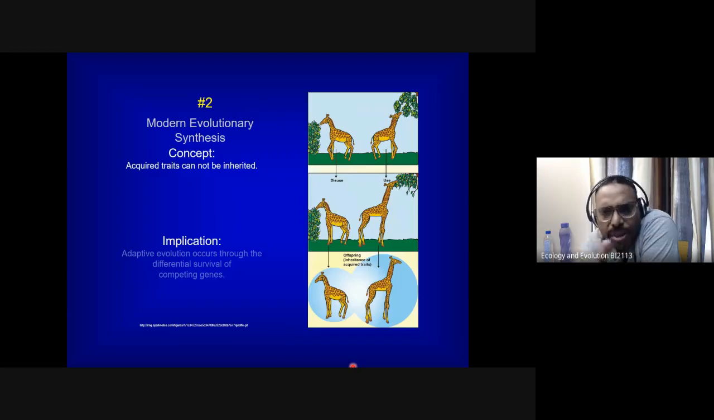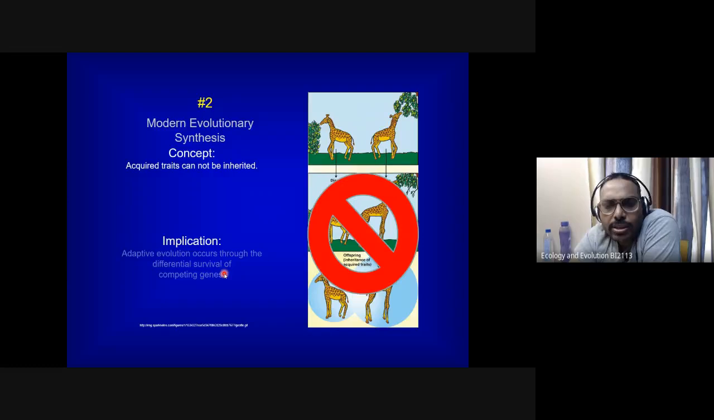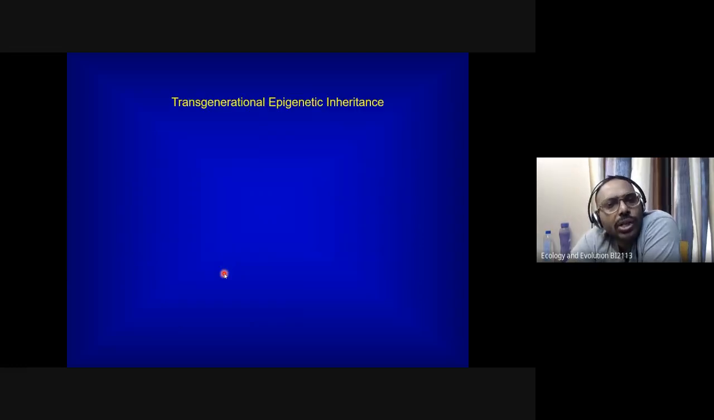However, I mean, this is the stuff. Acquired traits cannot be inherited, and therefore adaptive evolution occurs through the differential survival of competing genes alone. Nothing acquired has a meaning. However, one of the things we have figured out over the last 10-15 years or so is that the epigenetic reprogramming I talked about during gametogenesis is actually not a foolproof thing. So there are quite a few epigenetic changes which can be transgenerational, which means they can be passed from generation to generation.